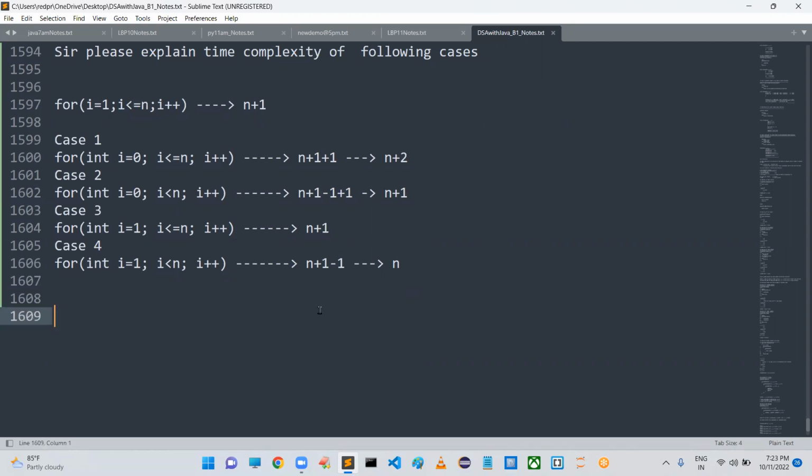Someone is asking, sir, what is n plus 1? No, the first one is n plus 1. Why? n plus 1 is the default for every for loop. So if it is starting from 1, it is n plus 1. If it is starting from 0, one extra value we are getting. That's n plus 2.